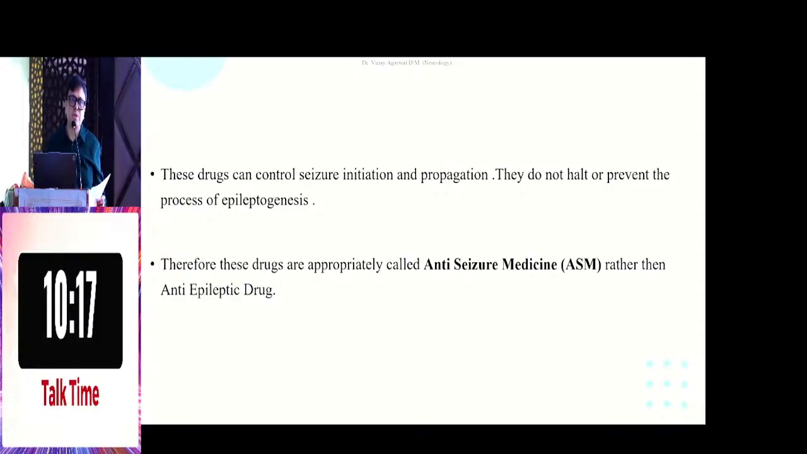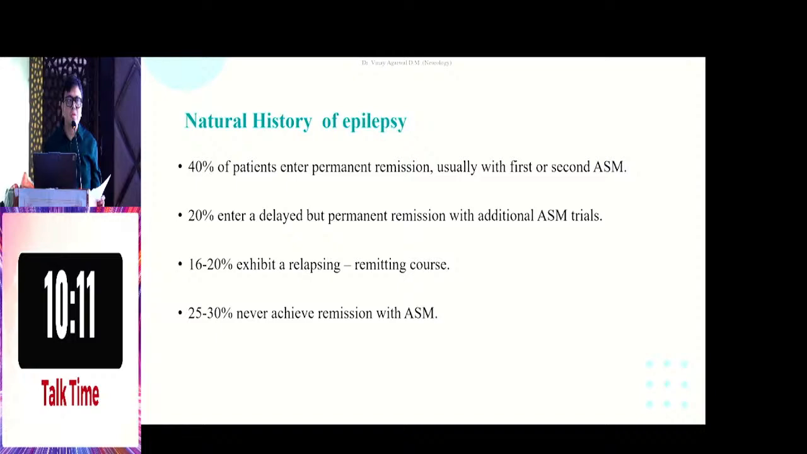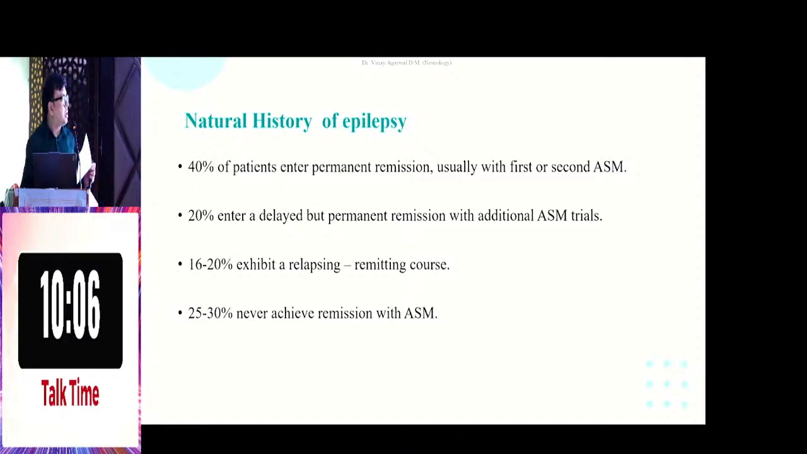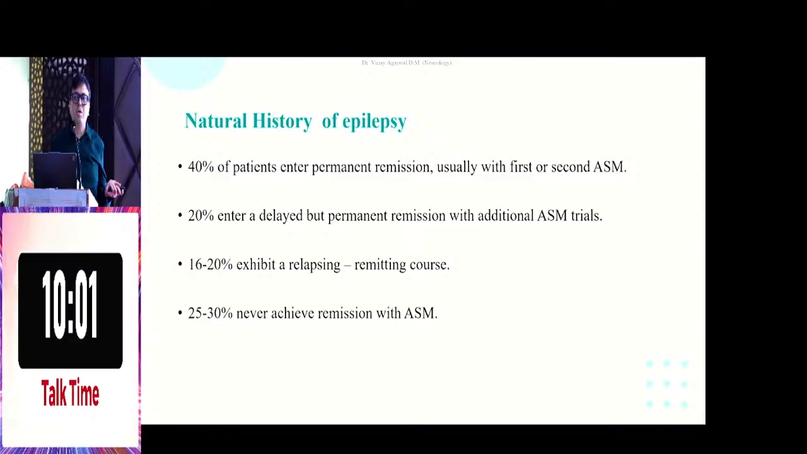So in my discussion today, I will call these drugs anti-seizure medicine only. With this natural history of epilepsy, about 40% of patients achieve permanent remission, usually with the first or second drug. The remaining patients either have delayed remission or a relapsing-remitting course, and some patients never achieve remission. They continue to have seizures.